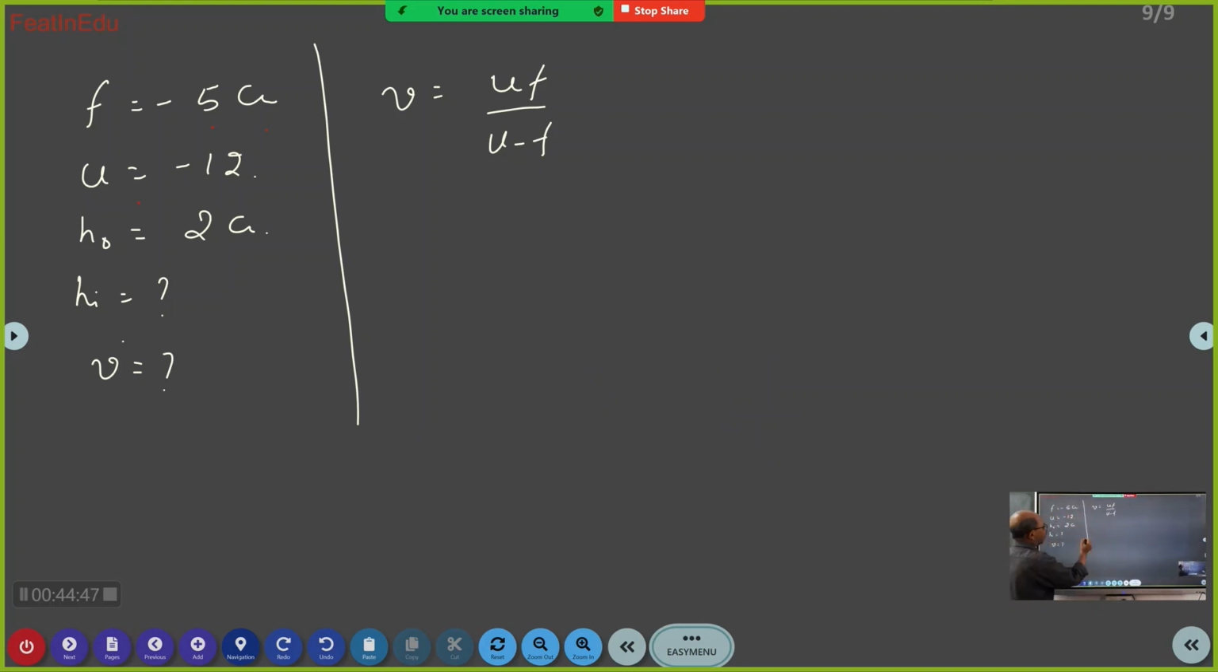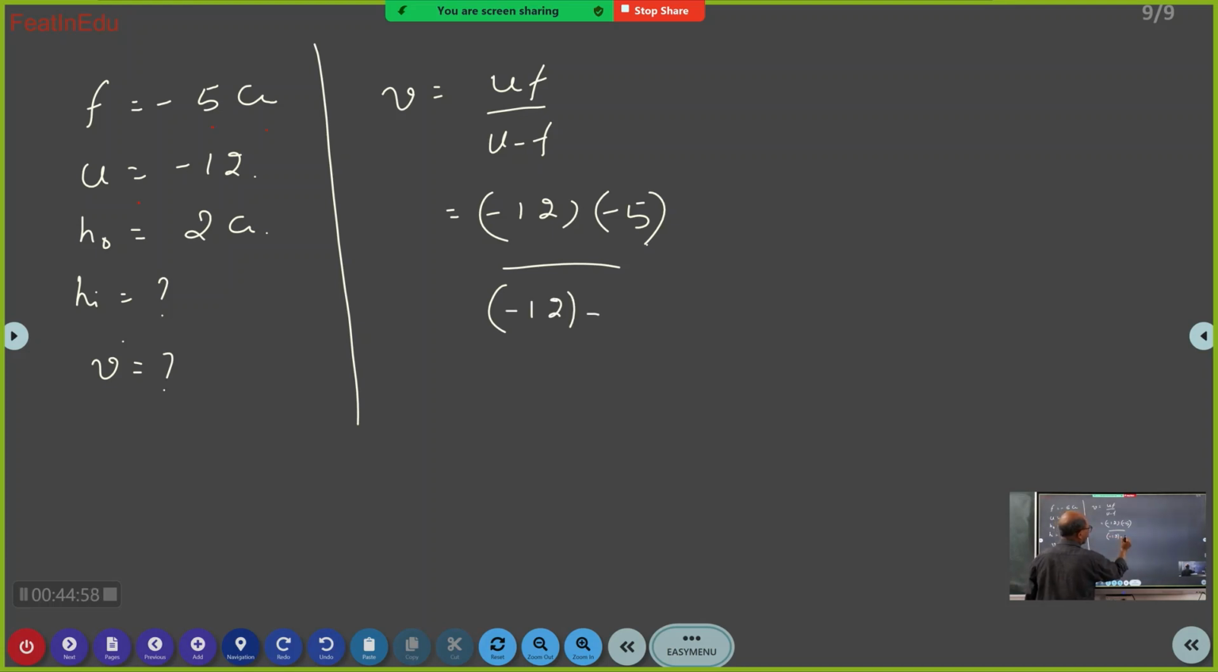So now substitute the values. What is u? u is minus 12. What is f? Minus 5. So you get minus 12 into minus 5, which is 60, by, here you will get plus 5 minus 12. So you get here minus 7. So 60 by 7.